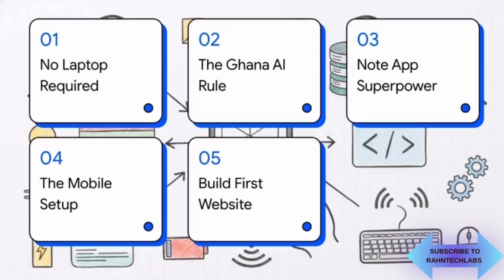So here is the agenda for how we'll get there. Number 1, no laptop required. Number 2, the Ghana AI rule. Number 3, your Note app superpower. Number 4, the mobile setup. And number 5, build your first website.